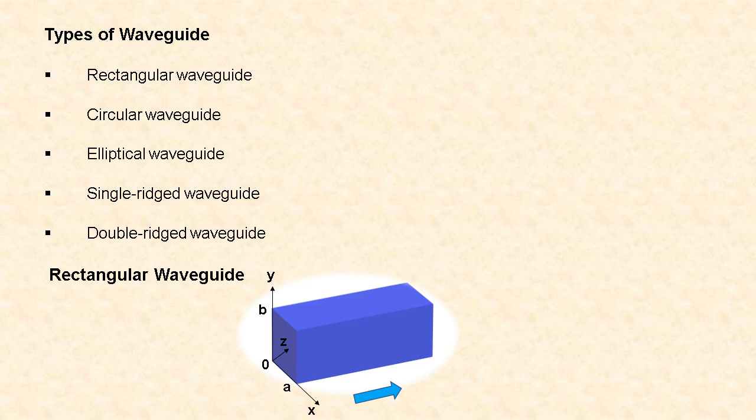Next are the types of waveguide. There are 5 types of waveguides, namely rectangular waveguide, circular waveguide, elliptical waveguide, single ridged waveguide and double ridged waveguide. In this video we are going to see in detail about only the rectangular waveguide. The figure shows a rectangular waveguide with dimensions A and B. The arrow indicates the direction of wave propagation.